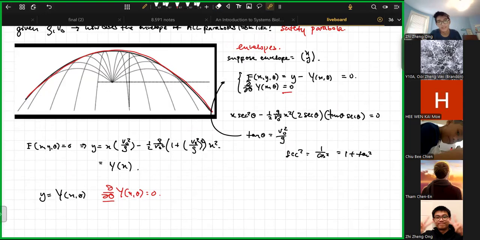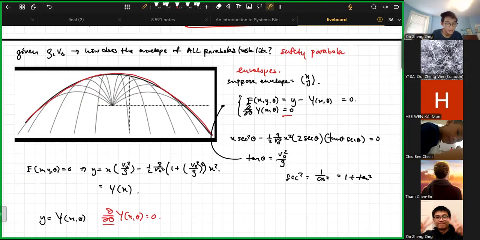It's not going to come out in the Olympiads, it's just something cool. This safety parabola has come out in the Olympiads. This is one way to get the safety parabola, but it's not the only way to do it. There are many ways to do it.